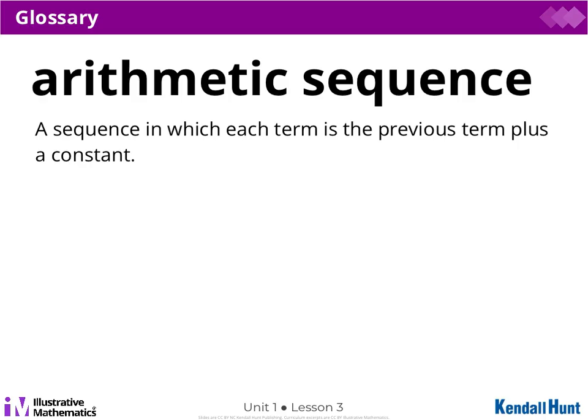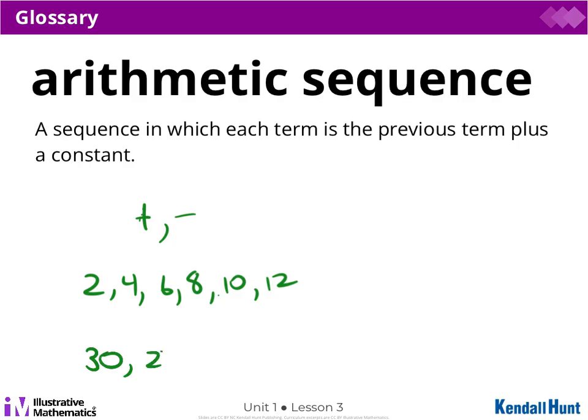Okay, an arithmetic sequence, whenever you see arithmetic sequence, plus or minus. So let's say 2 plus 2, 4, 6, 8, 10, 12. That's a list of numbers. If I got 30, if I minus 3, I get 27, I get 24, I get 21, I get 18. So this sequence is plus 2, this sequence is minus 3. It must be the same number acting on each term.